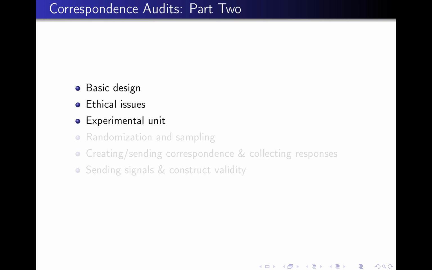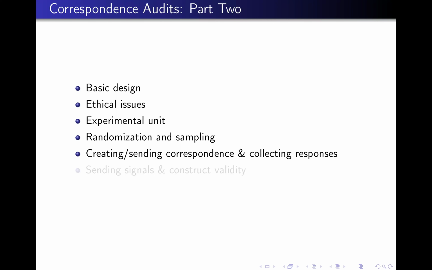We're going to talk about the experimental unit, because this is another thing that often gets a little overlooked, but it's important in a number of dimensions. We'll talk about randomization and sampling, how you would actually, on the ground, create and send correspondence and collect the responses. And we'll talk about sending signals, and this should actually read treatment validity, because I'm making an effort to try to. I think this is a clear case of a clear type of validity that's not well understood, and so I corrected all the other slides and somehow missed this one.